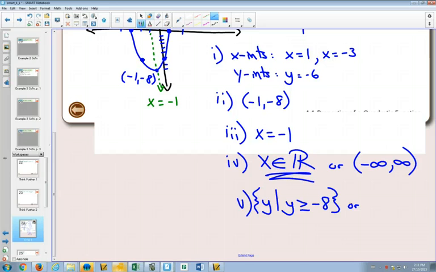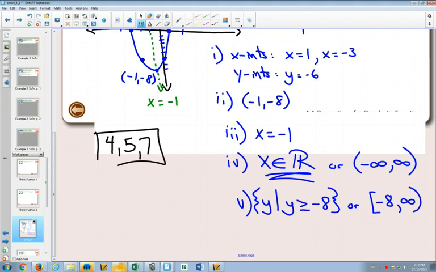Or if you wanted to write that in interval notation, you start with your smallest value. Since it includes -8, you use square brackets. You write -8, and since there is no maximum value, it goes up to infinity. We always use round brackets with infinity. Okay. So to practice, 4, 5, and 7.